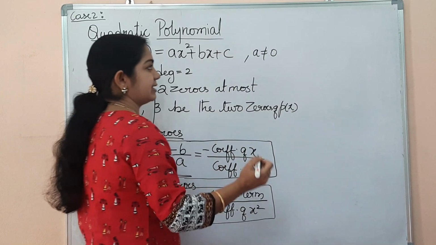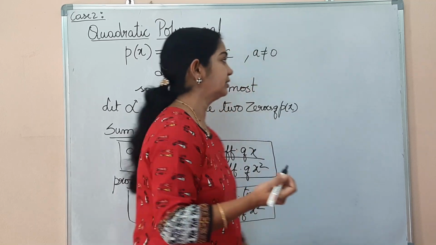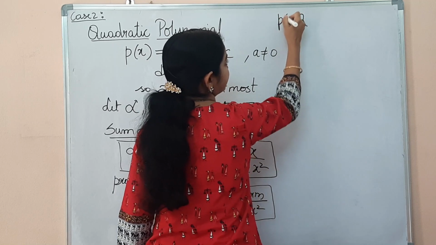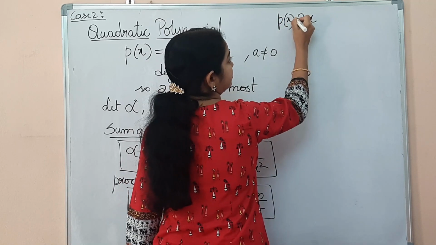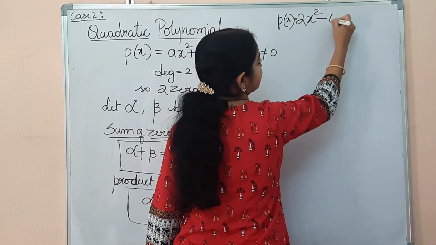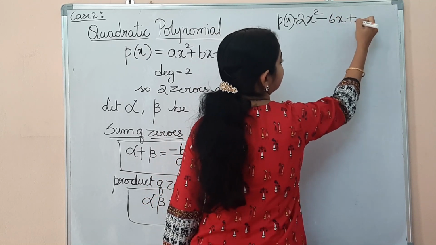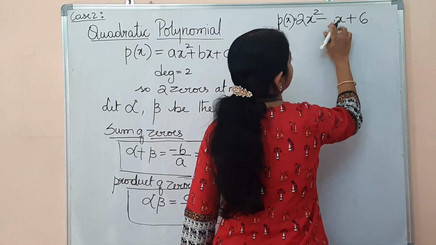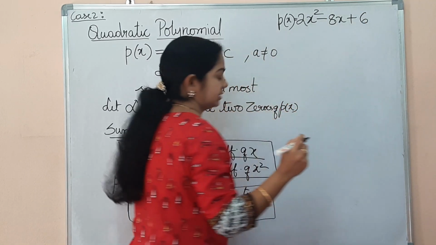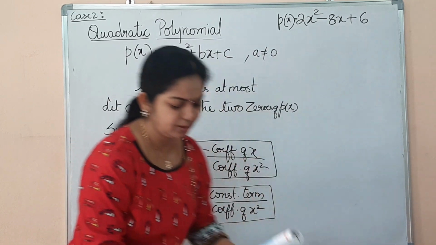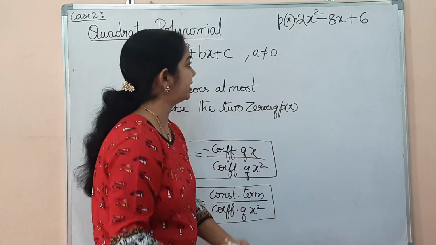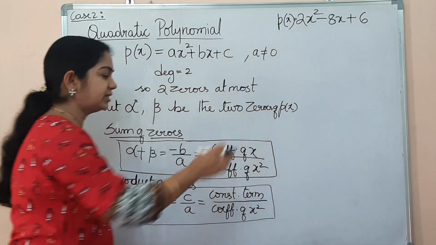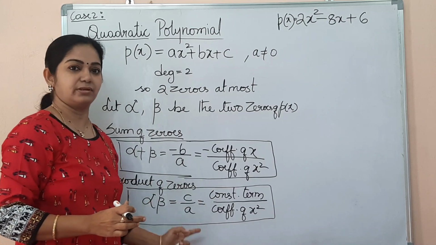So we will take an example which is there in your textbook. The example is p(x) equal to 2x square minus 8x plus 6. Let me see the textbook, yes, it is minus 8x plus 6. This is the example problem. Solving this, I will be proving these two relationships.